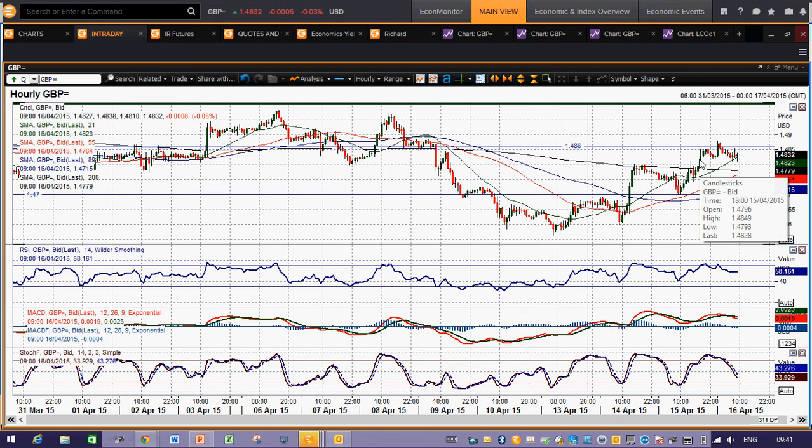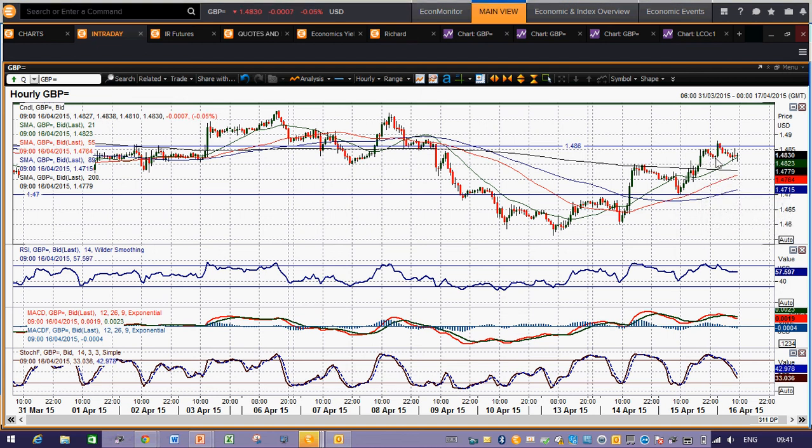Fed beige book later on in the day yesterday, and we're just seeing a slight correction as the European session has taken hold. So technically what we're seeing is this near-term rally, and I think that near-term rally is now beginning to encounter some of the big overhead resistance.